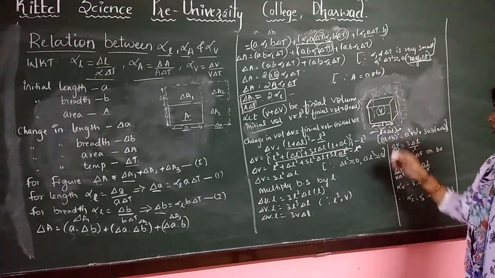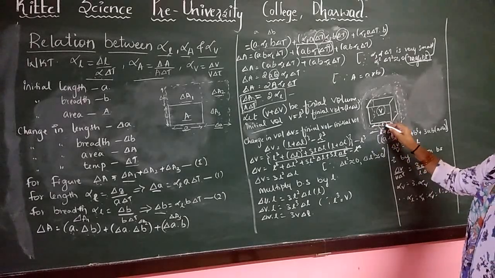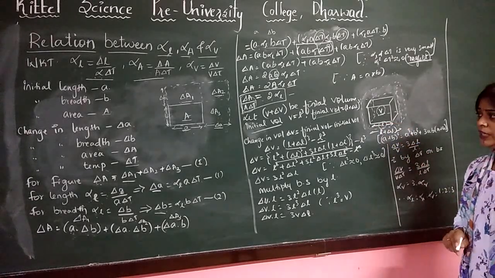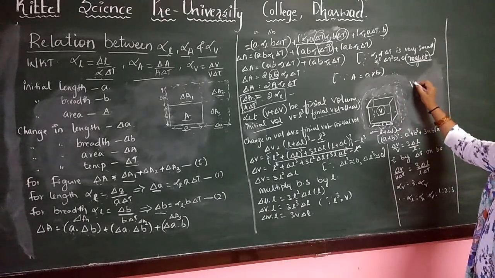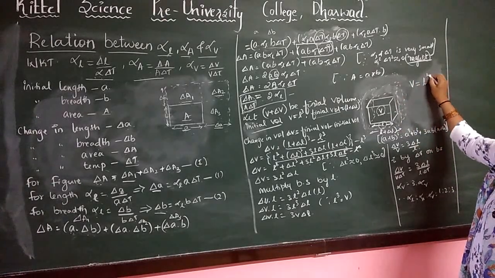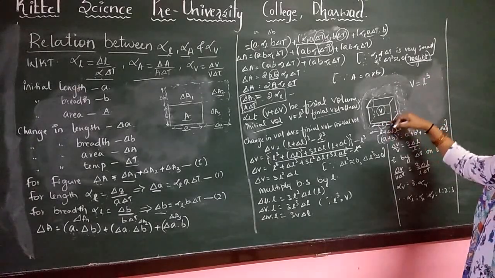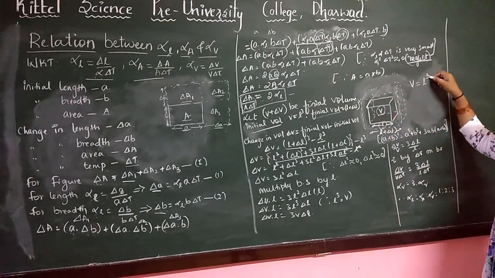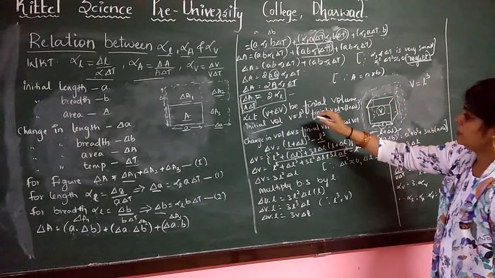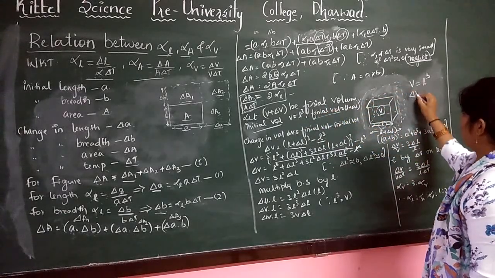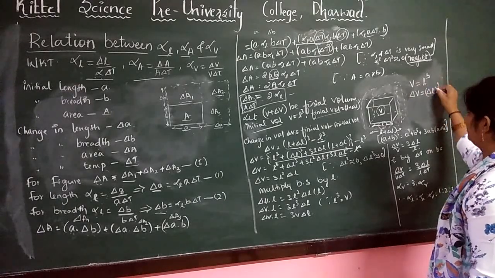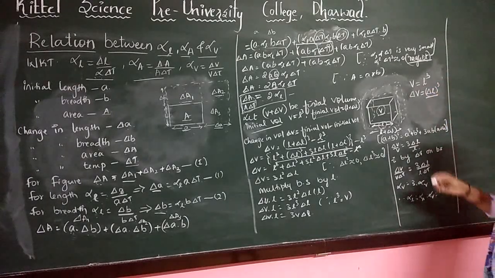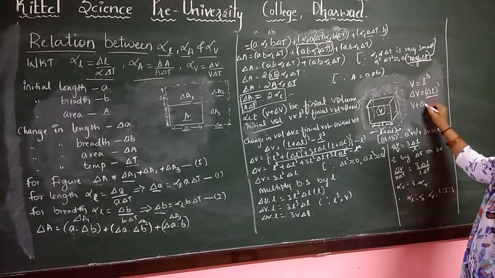So after expansion, the length of one side is L. Okay. So taking the initial volume as V, the volume becomes L cube, that is, if one side is L, the volume is L cubed. So the change in volume is delta V, that is delta L cube. Final volume becomes V plus delta V.